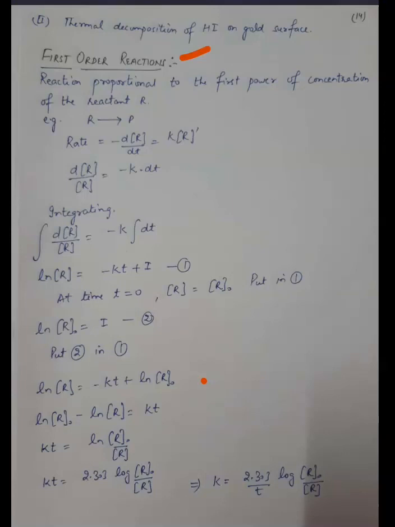Kt is equal to, if the sign is minus, so we get ln R naught upon R. This is the rule for log. By changing natural log to log base 10, 2.303 log R naught upon R. So we get K is equal to 2.303 upon t log R naught upon R. This equation is very important in the case of numericals.